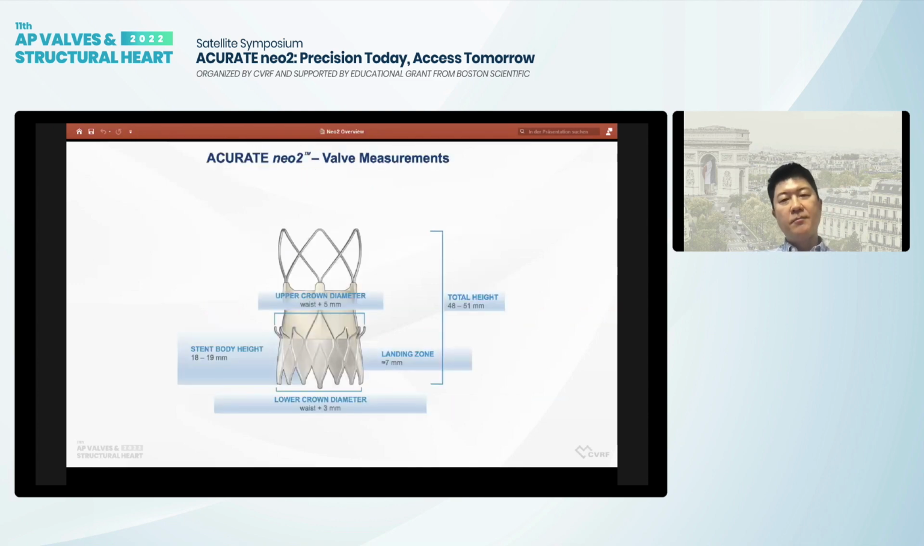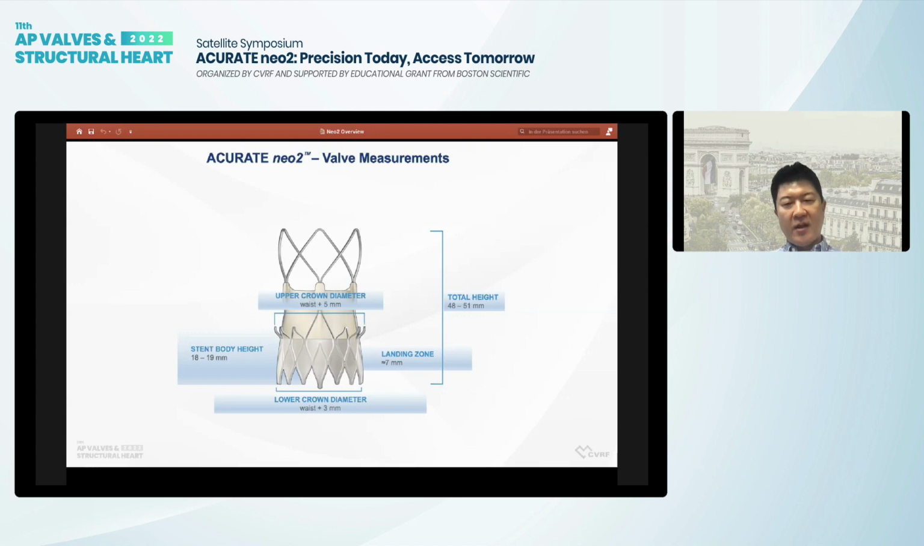So here are some descriptions of the valve geometry. There are the stabilization arches. You will later see how they work. They help to align the valve. There's the upper crown that helps to anchor the valve. The upper crown dimension is the waist plus 5 millimeter. The stent body height is around 90 millimeter. The landing zone is here, which also has the highest radial force. And here's the lower crown that measures the waist diameter plus 3 millimeter. The total height is around 5 centimeter.